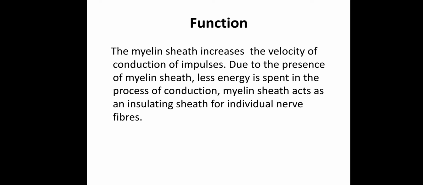Functions of the myelin sheath. The myelin sheath increases the velocity of conduction of impulse. Due to the presence of the myelin sheath, less energy is spent in the process of conduction. The myelin sheath acts as an insulating sheath for individual nerves. So the function of the myelin sheath is to increase the velocity of conduction of the impulse.